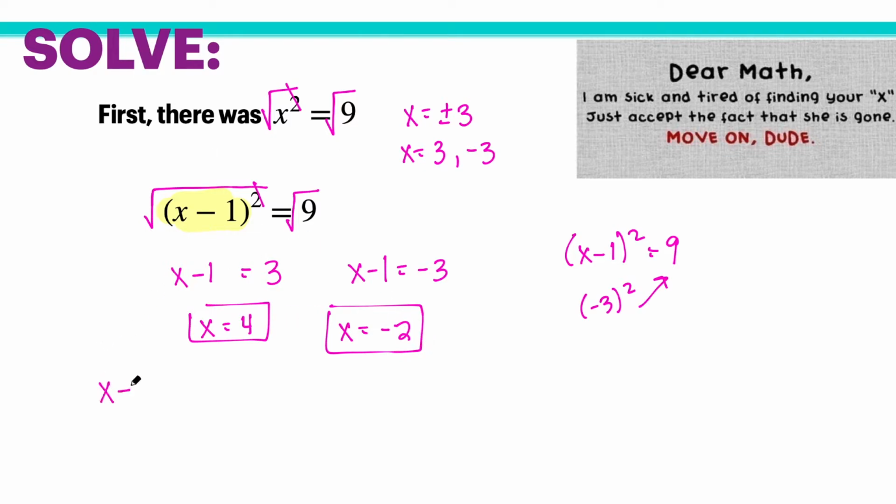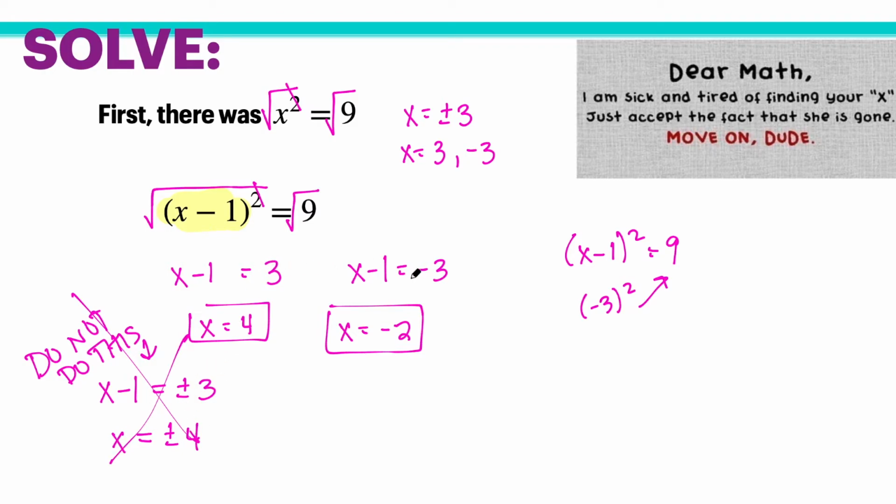What some students do, please be very careful of. Do not do this. They add 1 to both sides and they just get plus or minus 4. Do not do that. You need to break up the plus or minus into two different equations in order to solve.